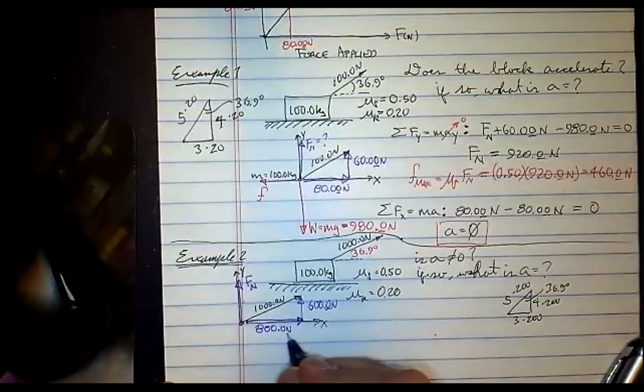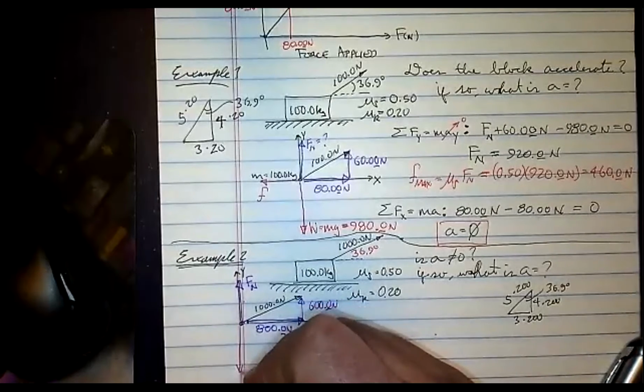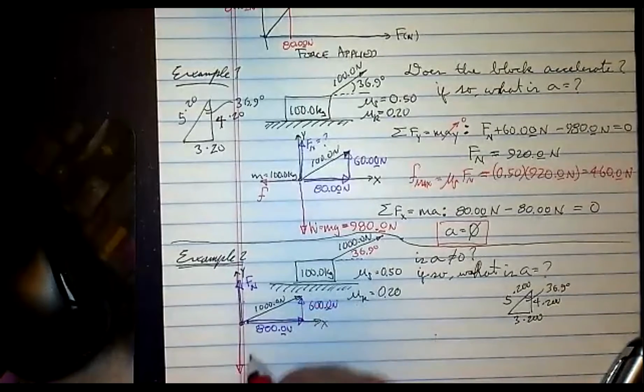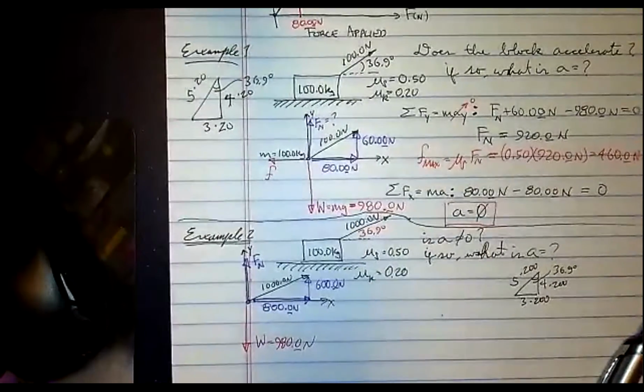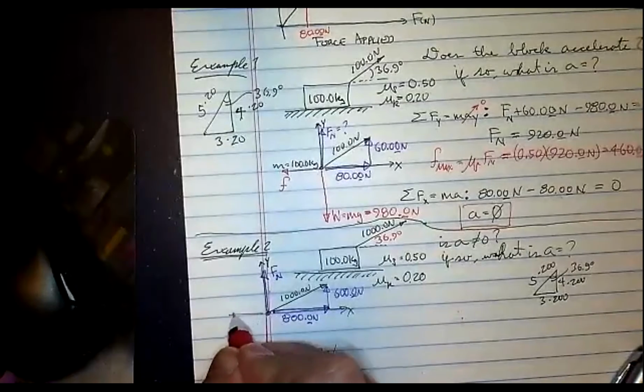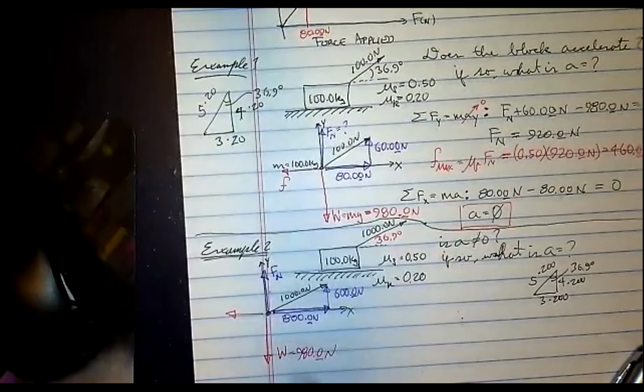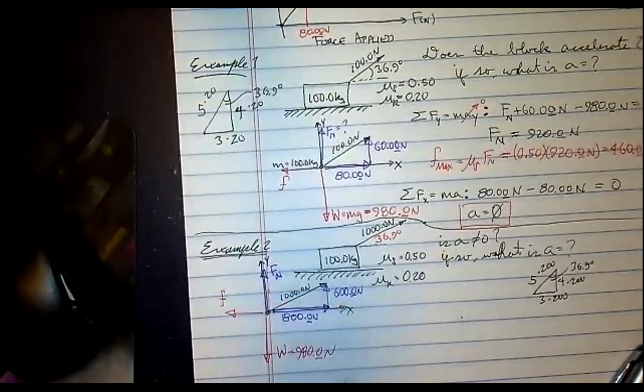Again, I'm carrying one extra digit because now the 36.9 is only 3 sig figs. I have another force acting in the negative y direction. That's the weight, which again is 980.0 newtons. And I have another force acting in the negative x direction, and that's just going to be the friction force, which again, I will not label as anything until I make certain I know what's going on.